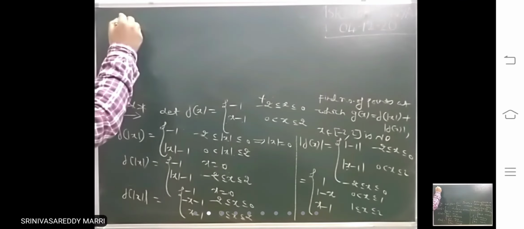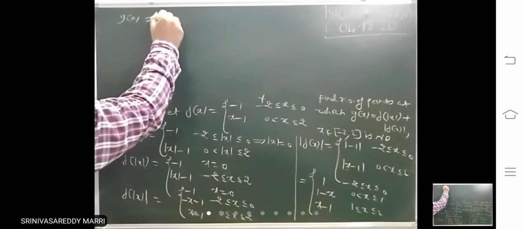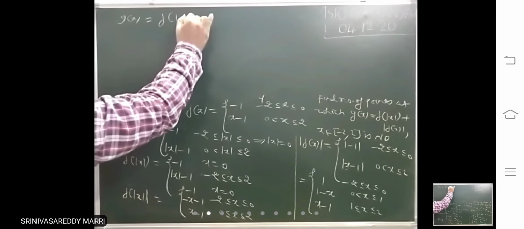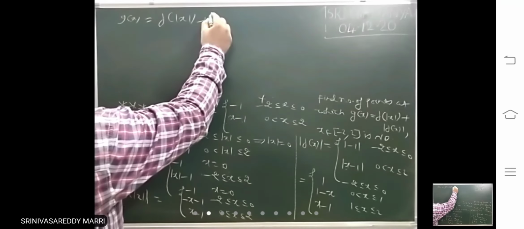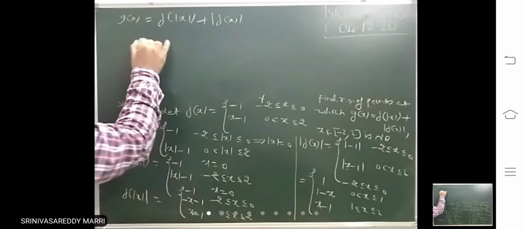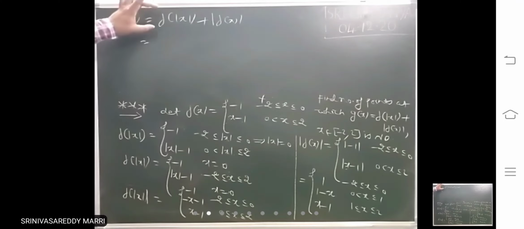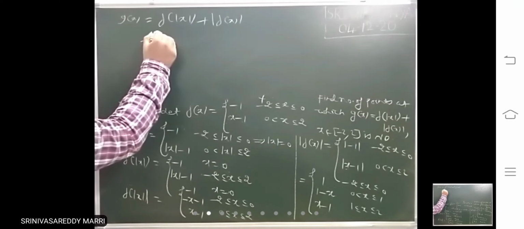So now I am adding g of x equal to, what I am doing is I am adding these two. This has three definitions, this has three definitions. Look at how to add. If two functions are there, how to add. What we will do is, just write this definition and don't change, keep it like this.